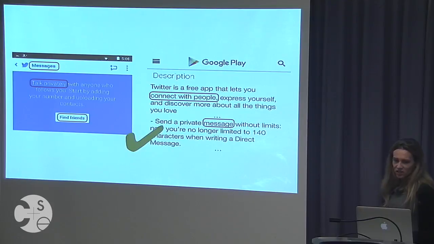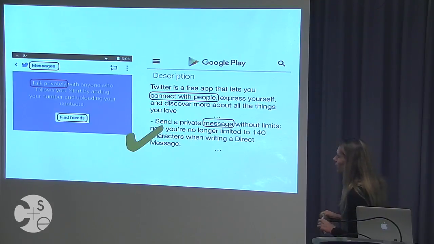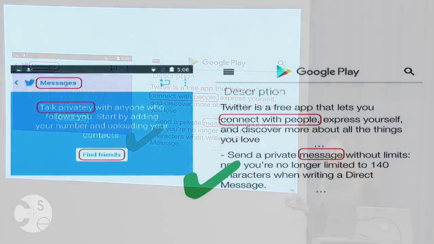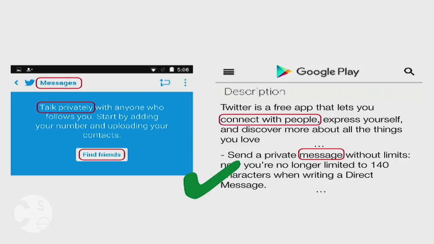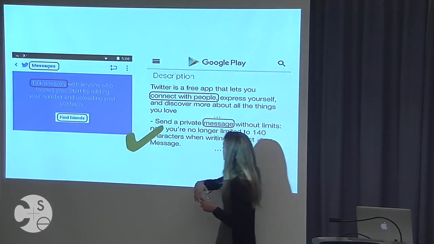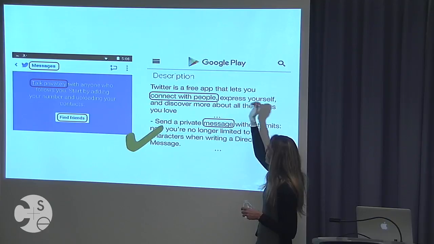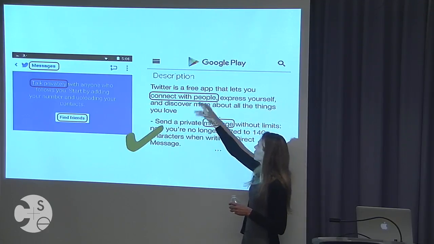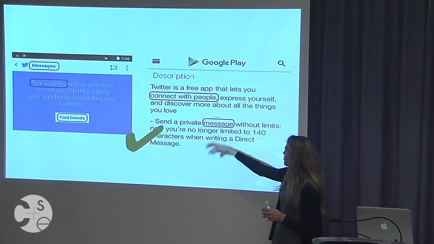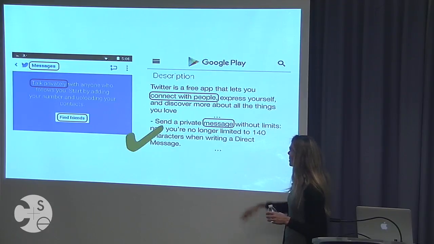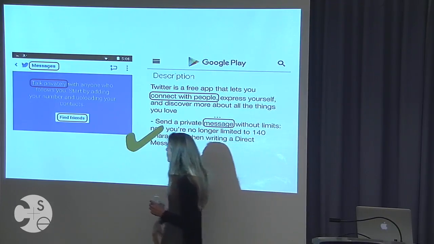So the idea is simple. Here we simply look at the natural language information that we find on the two different artifacts. Let's say I'm bringing the example of the Twitter application. If we look at the description, it talks about being able to connect with people, send private messages, and so on.